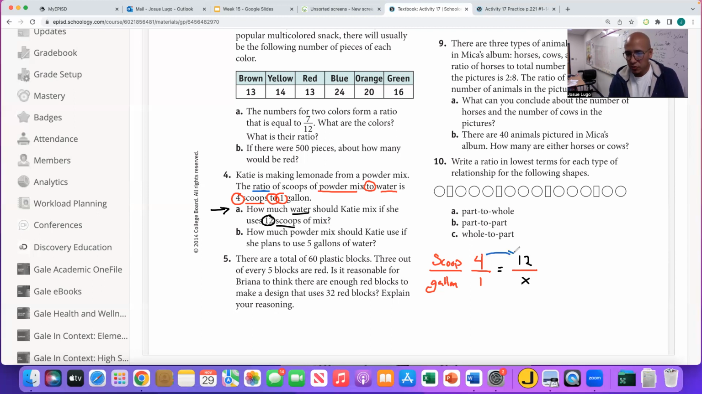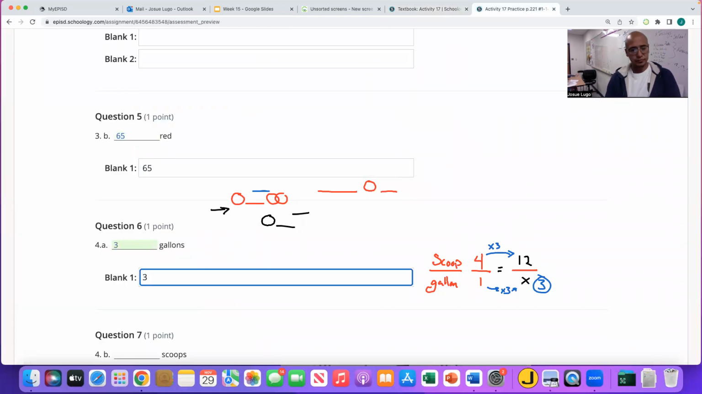Again, what do I have to do to the 4 to get to the 12? Ask yourself that. Well, I believe you have to multiply it by 3. So 4 times 3 is 12. Notice how we're following the exact same pattern that we did in the previous problem. So that means that I have to multiply the denominator by 3 to get our denominator. So 1 times 3 is 3. So that means that for 12 scoops of mix, I need 3 gallons of water. X has to equal 3, and that's what you would put on Schoology. So that would be 3 gallons of water.